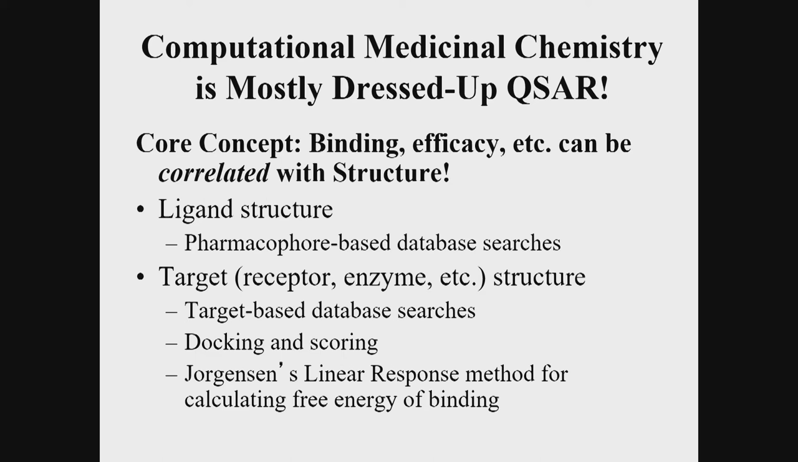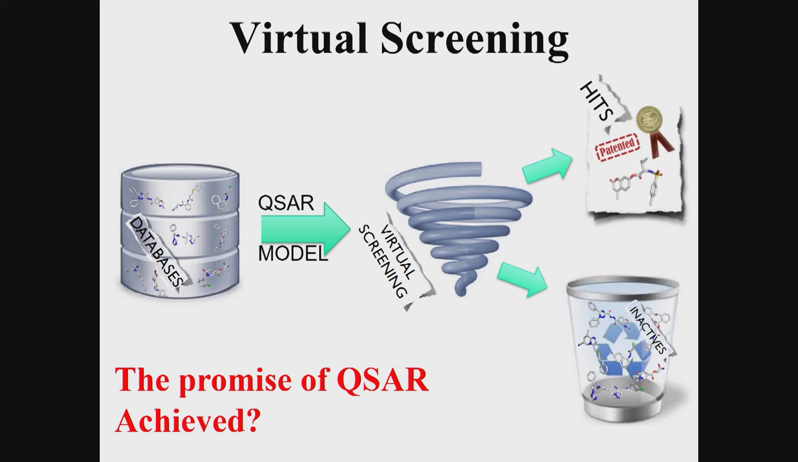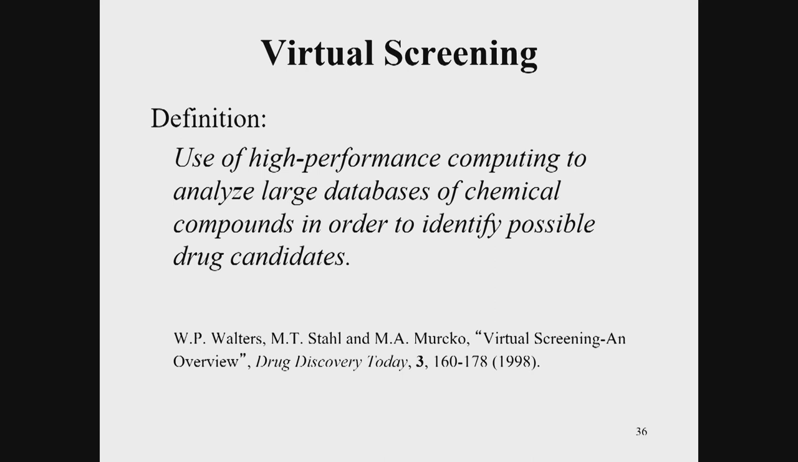So virtual screening is a terminology that's used to discover molecules. It's really maybe where we're going to make QSAR achieve the goals that we want it to have. The terminology came out of Vertex with Pat Walters, Matt Stahl, and Mark Murko in the late 1990s. The definition is the use of a high-performance computing method to analyze large databases of chemical compounds in order to identify possible candidates.